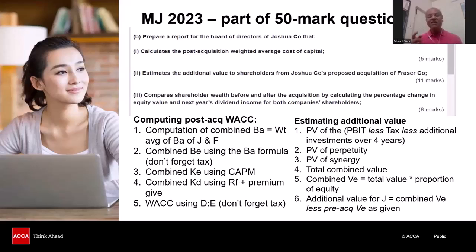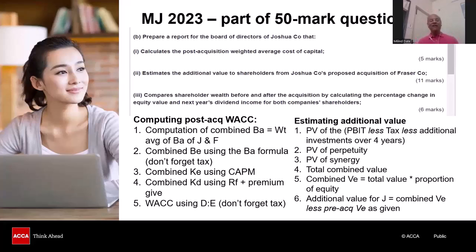And then I will not stop here. Many students leave it at that. No, we are asked to determine additional value for the shareholders of J company, which will be nothing but the combined equity value less the pre-acquisition equity value that was given to you. Now, this will be the additional value created for the shareholders of the bidding company.